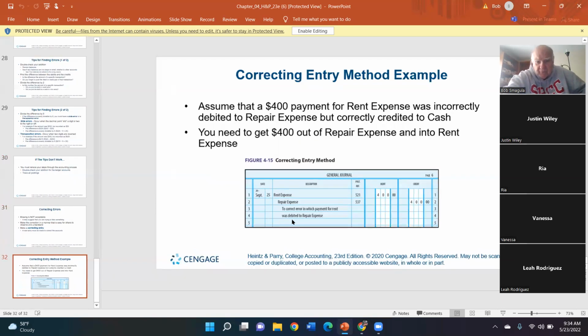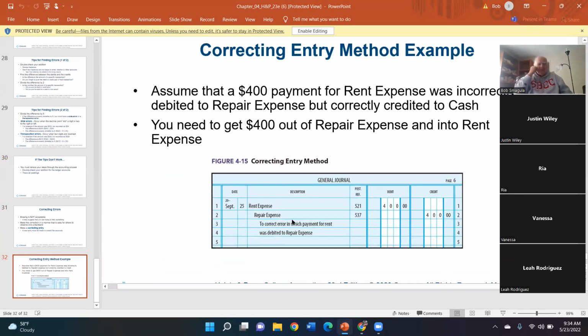And here's exactly where I don't particularly like what they're telling us. Here's an example of correcting an entry. A $400 payment to rent expense was incorrectly debited to repair expense. You need to get the $400 out of repair expense into rent expense. So what they're telling you here is, well, let's debit rent expense and let's credit repair expense. Yeah, then we're okay. But when you get into slightly more complicated items, that method is not going to work at all. If you're adjusting accruals or something like that, okay?